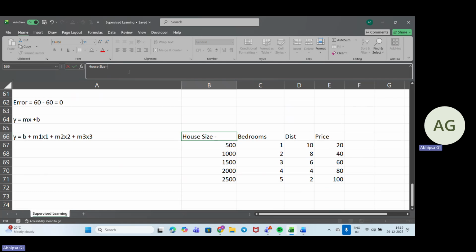So this is basically x1. This is basically x2. This is basically x3. And this is of course y. Okay. Now we need to find what are the inputs and the outputs.